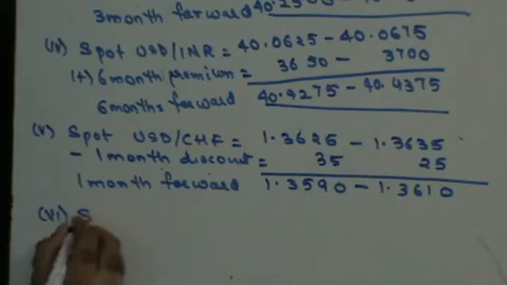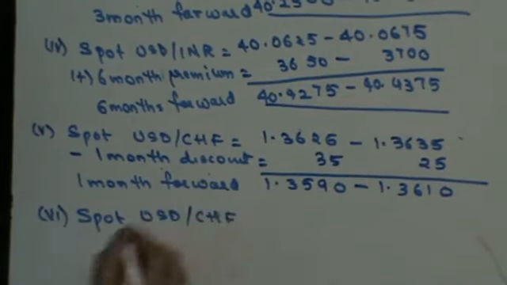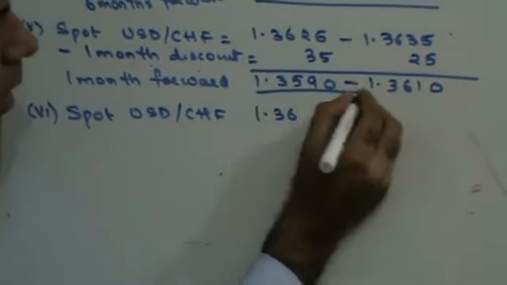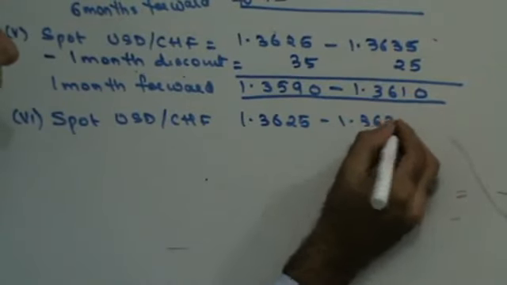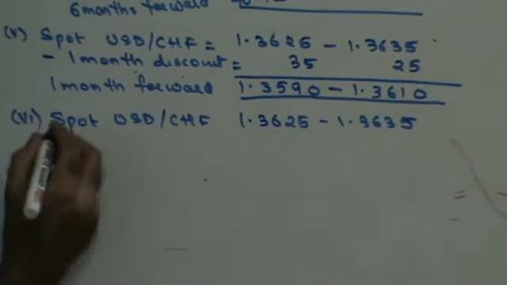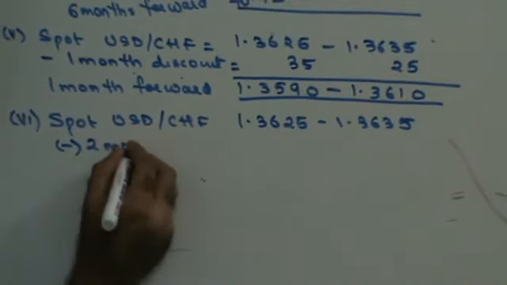Next, spot USD CHF is 1.3625, 1.3635. Since the swap points are in descending order, 65, 55, that means it is discount. So less 2 months discount.